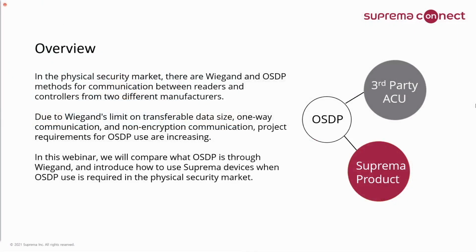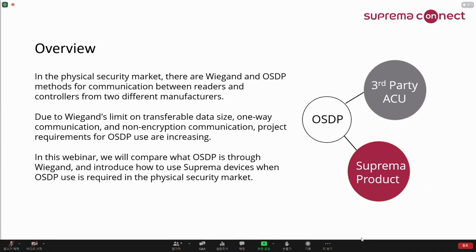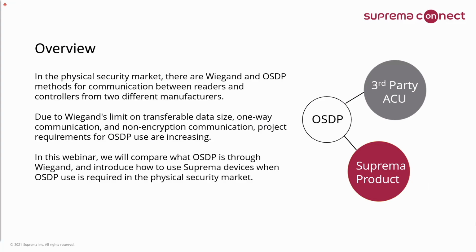The access control industry has been using Wiegand interface to communicate between two different manufacturers' reader and control panels for years now. However, due to its limitation on maximum data size and only one-way communication direction, only simple card serial numbers can be used, and it's necessary to run two different systems at the same time.